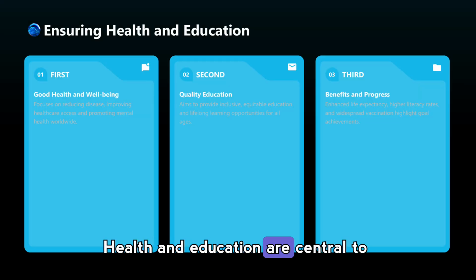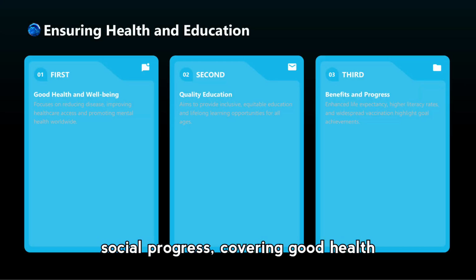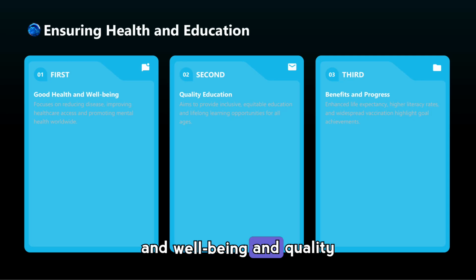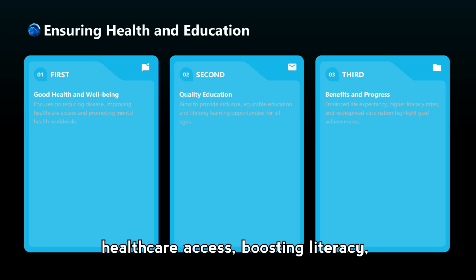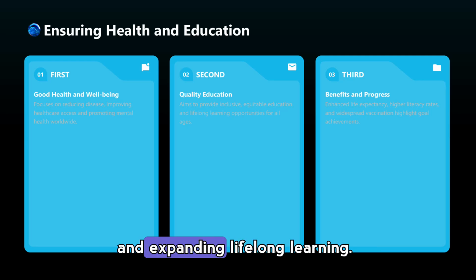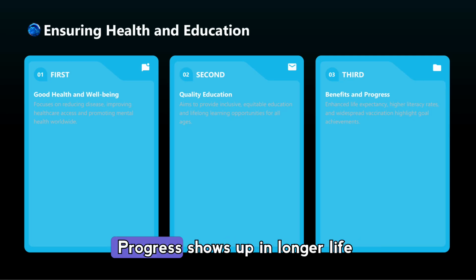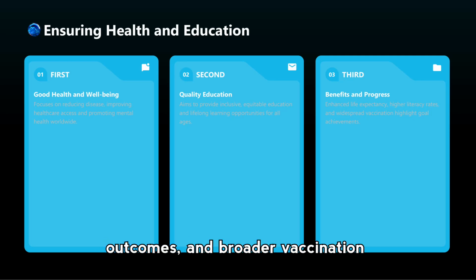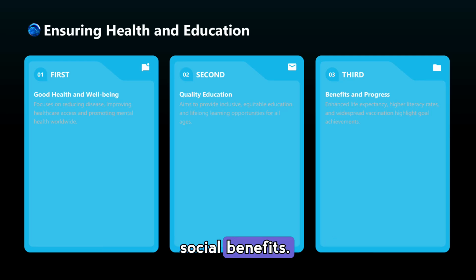Health and education are central to social progress, covering good health and well-being and quality education. These goals focus on reducing disease, improving healthcare access, boosting literacy, and expanding lifelong learning. Progress shows up in longer life expectancy, better learning outcomes, and broader vaccination coverage, which fuel economic and social benefits.